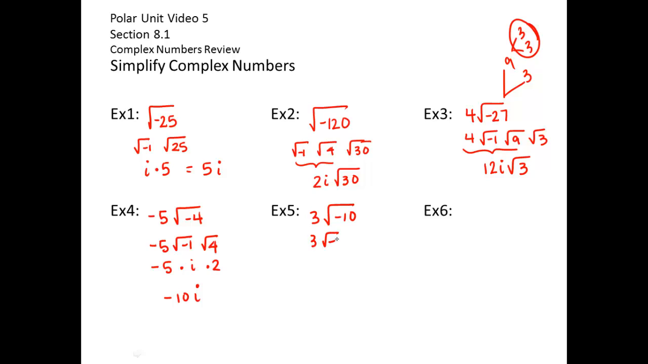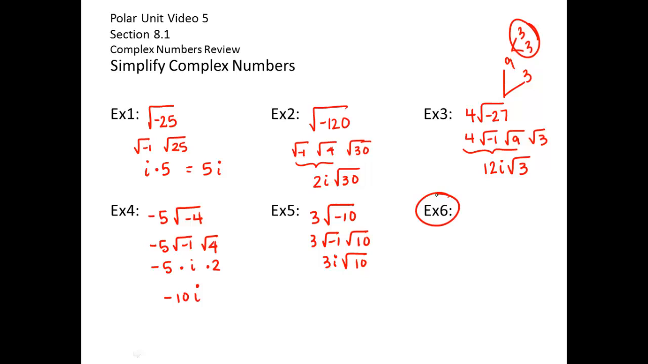Example number 5, 3 times the square root of -10. Well, 3 times the square root of -1 times the square root of 10. The square root of 10 cannot be simplified any farther because I have 2 and 5, or 1 and 10, and none of those are perfect squares. So this becomes 3i and then the square root of 10, and that's as simple as it can get.